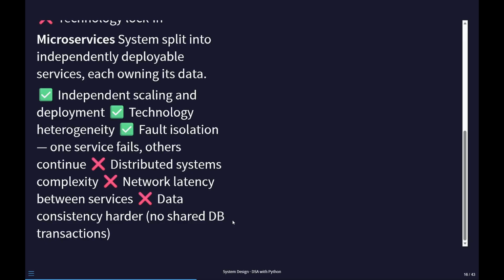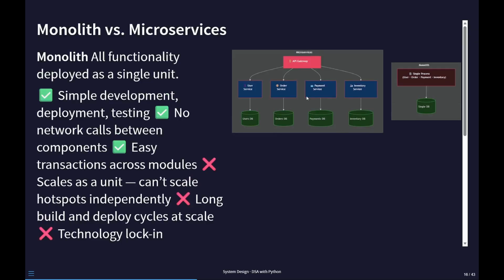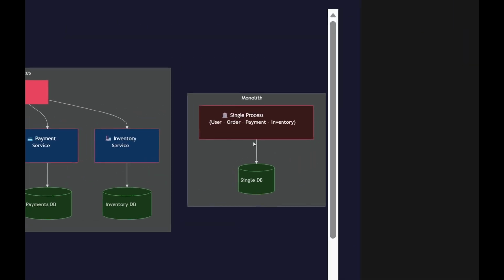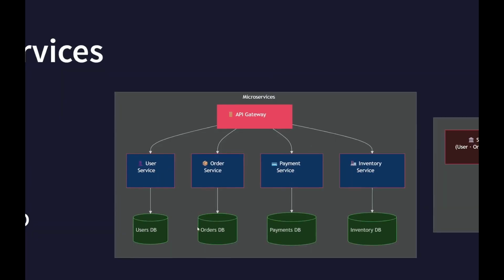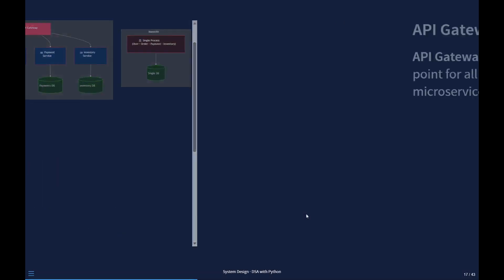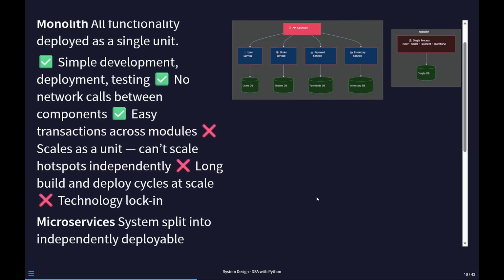The diagram shows it clearly. Left side, one box, one database. Simple. Right side, an API gateway routing to 4 services, each with its own database. Powerful, but complex. The practical advice: start with a well-structured monolith. Extract to services when you have a clear scaling problem or team autonomy requirement, not as a default architectural choice.